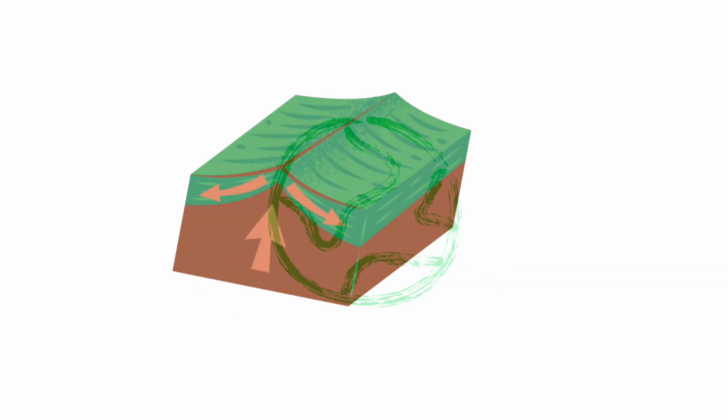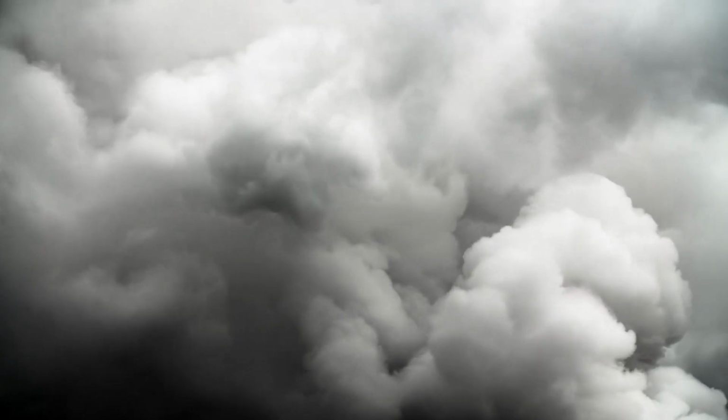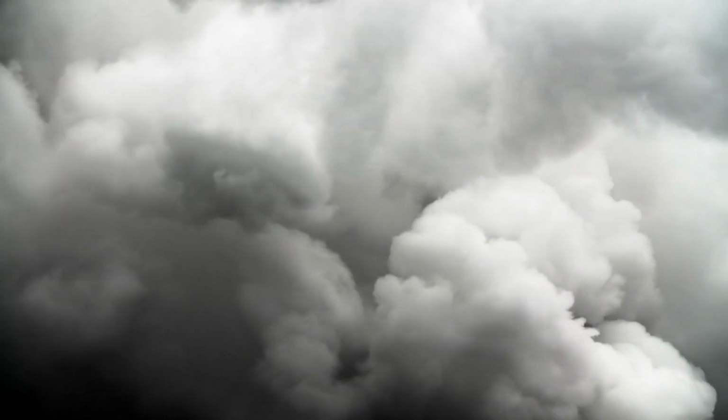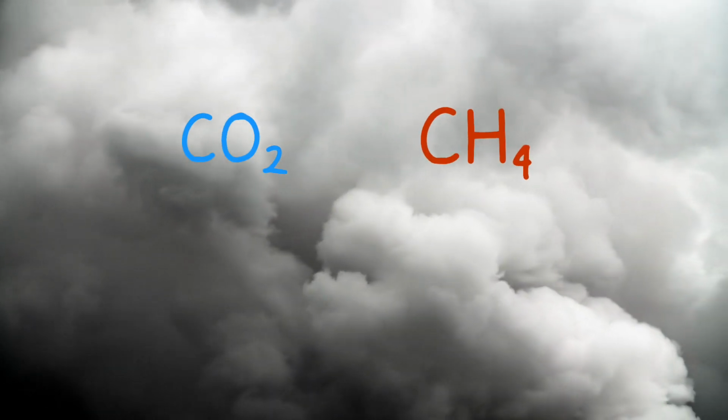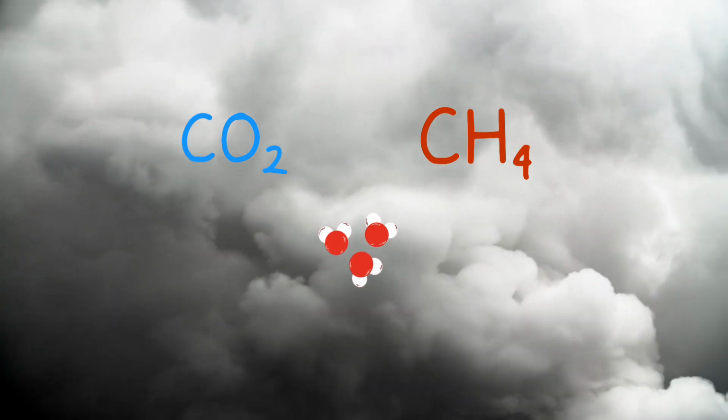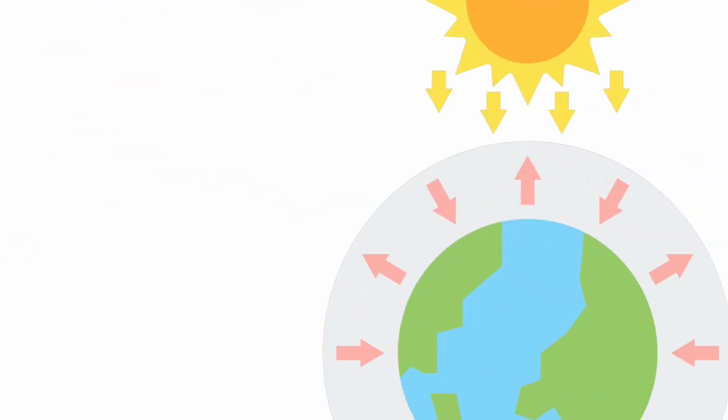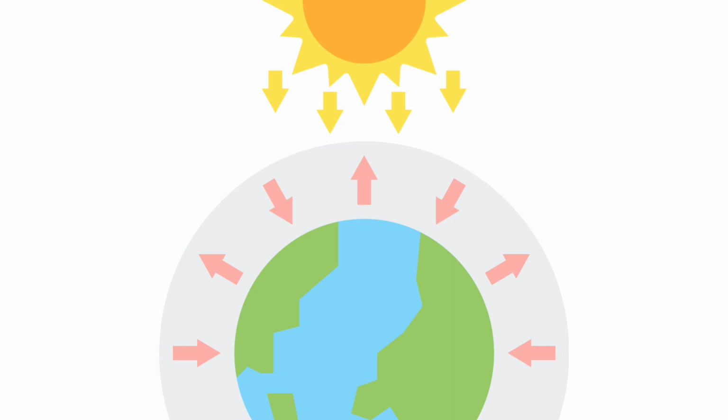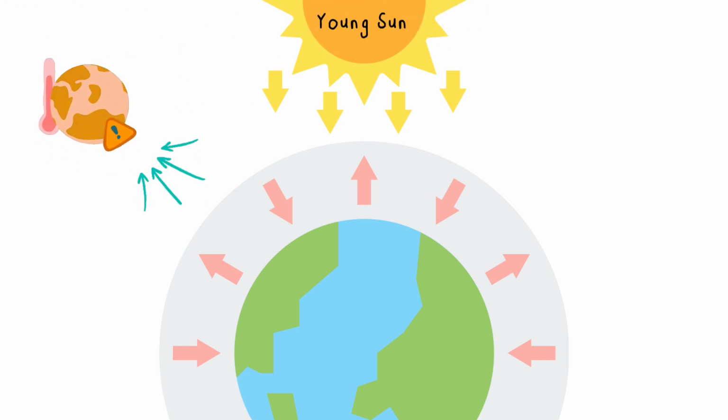The early Earth likely had a thicker atmosphere composed of gases like carbon dioxide, methane, and water vapor, which contributed to a greenhouse effect, maintaining warmer surface temperatures despite the fainter sun.